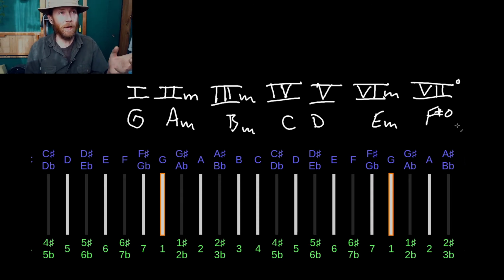So G, A minor, B minor, C, D, and E minor. These are the chords you can use with the G major scale. Now, any of you that have ever played guitar and accompanied anybody have probably seen G, C, and D hanging out together. They're good friends in the musical world, right? And E minor is their best extra friend.